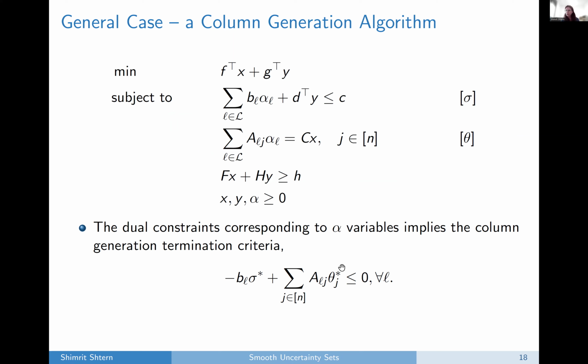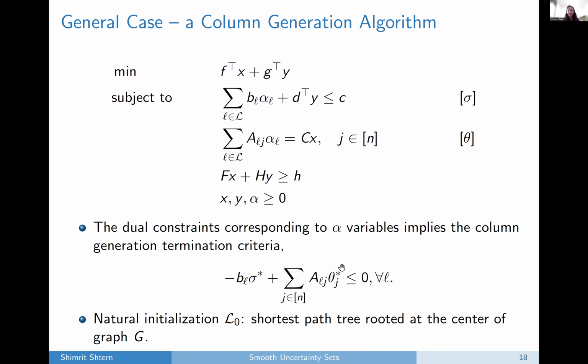So this is a very standard column generation algorithm. But in our case, how can we choose the initial L's that we pick here for the column generation algorithm? Because we have a graph and we want to take into account all the distances in the graph, a very natural way is to take the shortest path tree rooted at the center of the graph as our initial set L. And this actually worked pretty well.